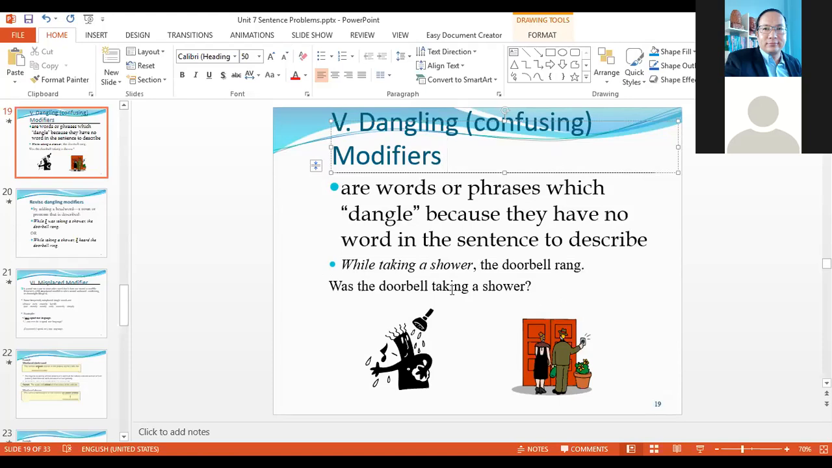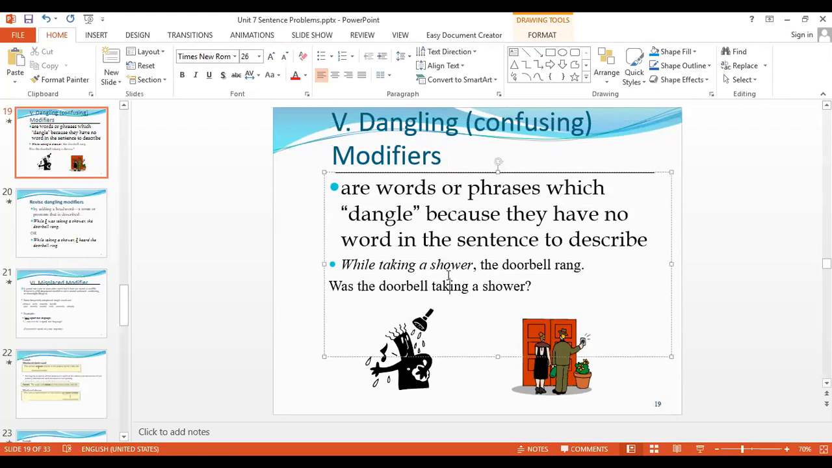Example like this one: While taking a shower, the doorbell rang. If we translate it in Khmer, we can understand. But in English, it is confusing. So this one we call the modifier, or we can call it a participle phrase. And this one modifies this one here, the doorbell.